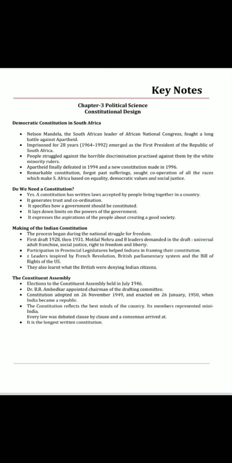Then after that, in this chapter we have studied about the constitutional assembly elections, to which we have seen that the elections for the constituent assembly were held in 1946, to which B.R. Ambedkar was appointed as the chairman of the drafting committee.